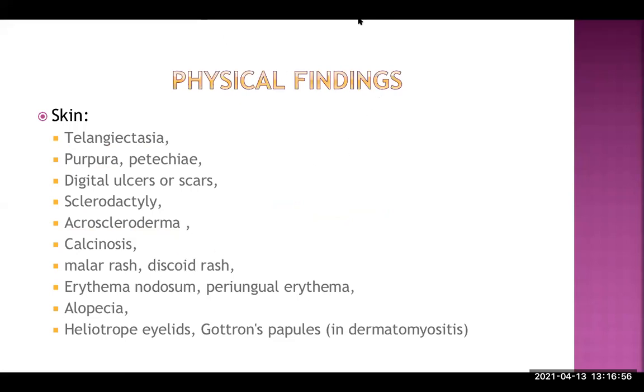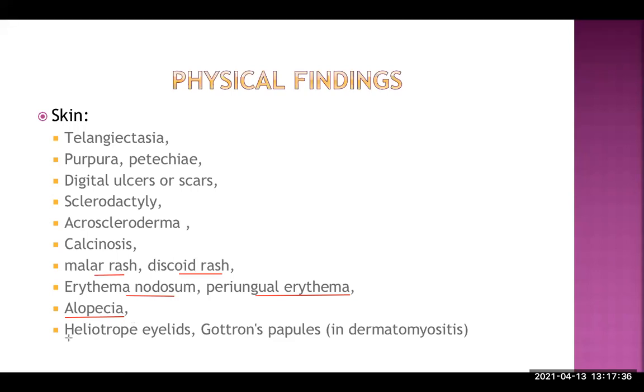Now, some other features would be rashes like malar rash or discoid rash, which you have already seen the picture of. Erythema nodosum is a painful type of nodule which is formed especially on the lower limbs, on the shin area or anterior part of the tibia. There may be periungual erythema around the nail. There may be redness and dilated capillaries there. There may be alopecia, which is a patchy type of alopecia. You have already seen the picture.